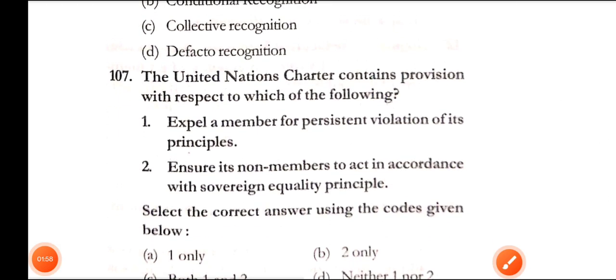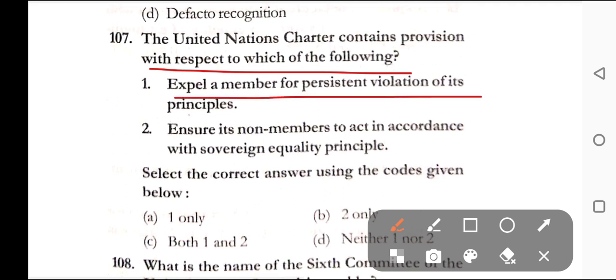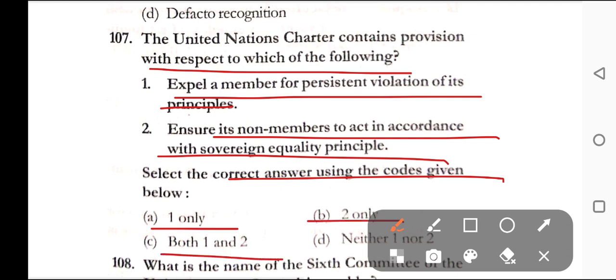Question number 107. The United Nations Charter contains provisions with respect to which of the following? First, expel a member for the persistent violation of its principles. Second, ensure its non-members to act in accordance with the sovereign equality principles. Select the correct answer using the codes given below. Here option A is 1 only, B 2 only, C both 1 and 2, and D is neither 1 nor 2. Correct answer here is option C, that is both 1 and 2.